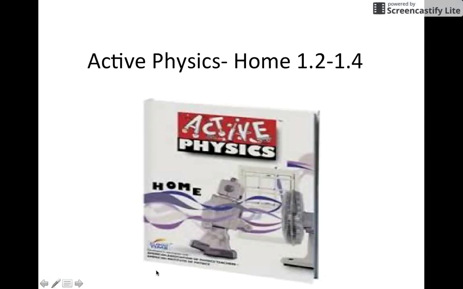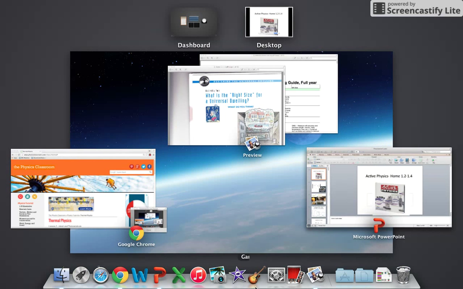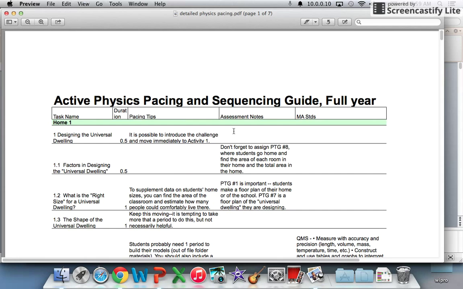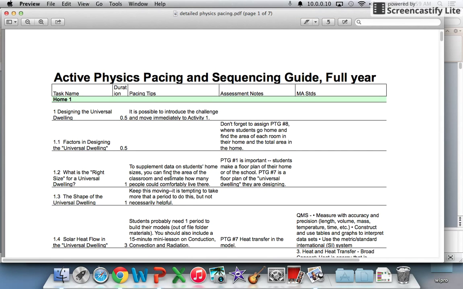Okay, now we're going to do active physics. The next activity is 1.2, 1.3, 1.4. So taking a look at our pacing guide here, there's some interesting information. For 1.2, the right size, it says you may need to supplement students' data on home sizes.